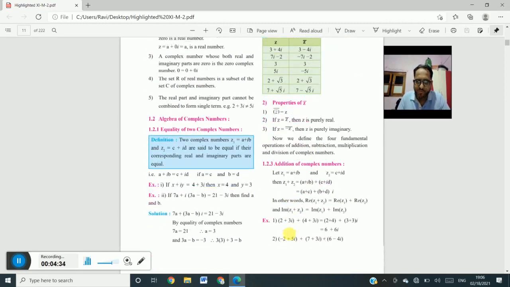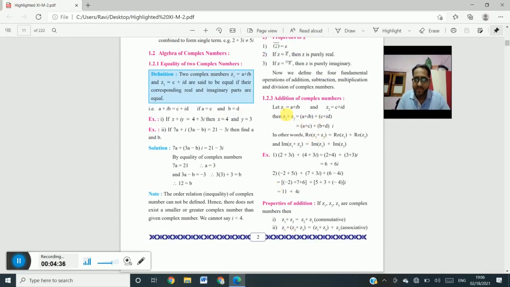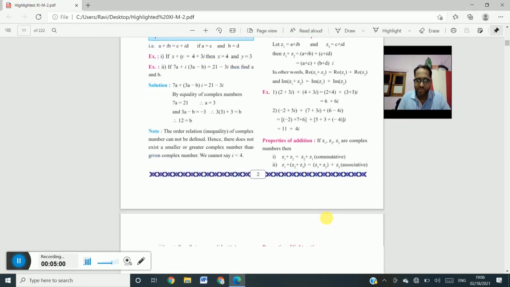After this, addition of complex numbers is the next algebra. That is, if z1 equals to a plus ib, z2 equals to c plus id, then z1 plus z2 is this. How do we add these two? Real parts are added to real part, a plus c, and imaginary parts are added to imaginary part, that is ib plus id, i common, (b plus d) is there. Okay, then these are the properties of the addition of the complex number.